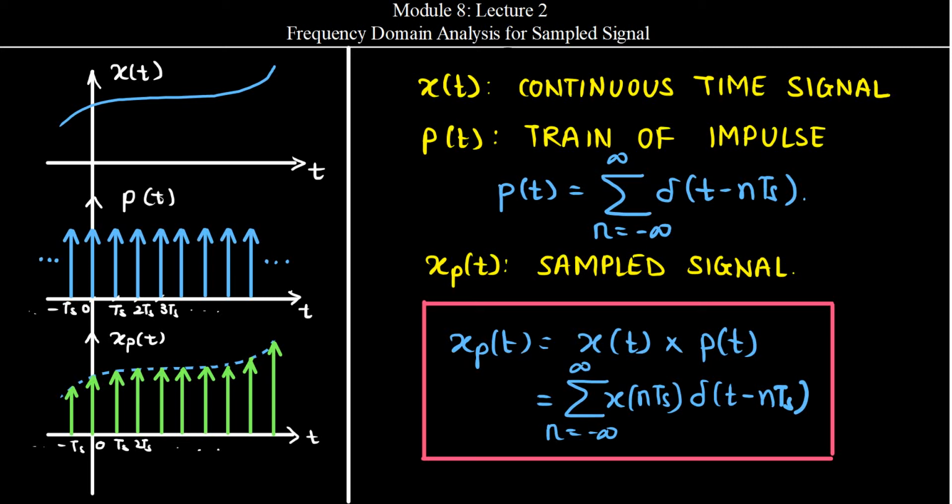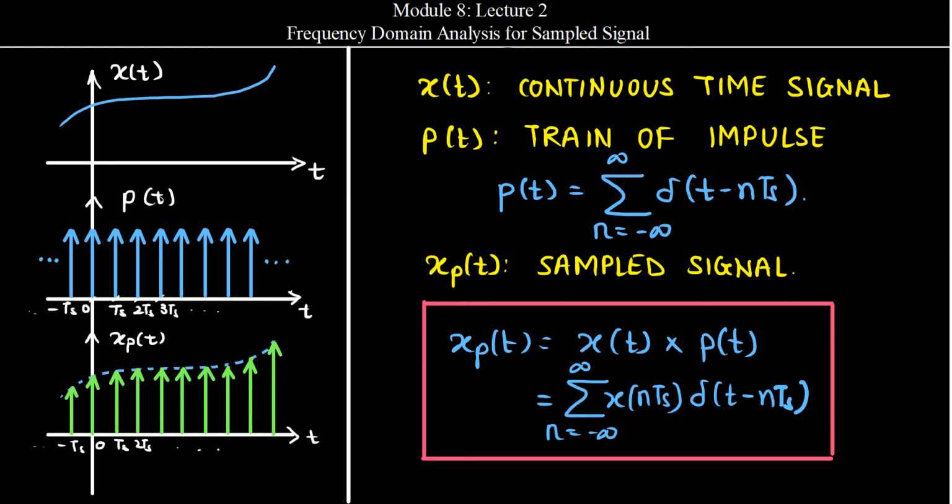Hello everyone, welcome to another lecture of the course Digital Signal Processing. In the previous lecture, we have introduced the concept of sampling of a continuous time signal in order to obtain the discrete time signal. So we had considered x of t as our continuous time signal, which is given something like this.